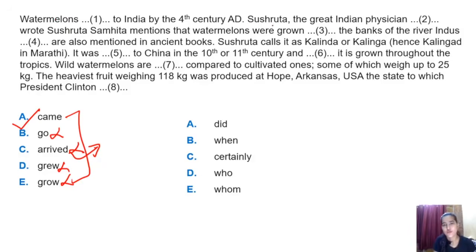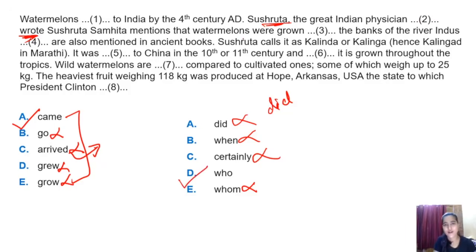Then we have Sushruta, the great Indian physician, dash wrote Sushruta Samhita, mentions that watermelons were grown. So the great Indian physician dash wrote. It means we are talking about this person, that is Sushruta. So did wrote, now with did, do you prefer this form of verb? No, right? So this is totally irrelevant. When wrote, no, it's again wrong. Who and whom. So whom we cannot use here. That won't make sense, and obviously it will be incorrect, right? It should be who wrote.